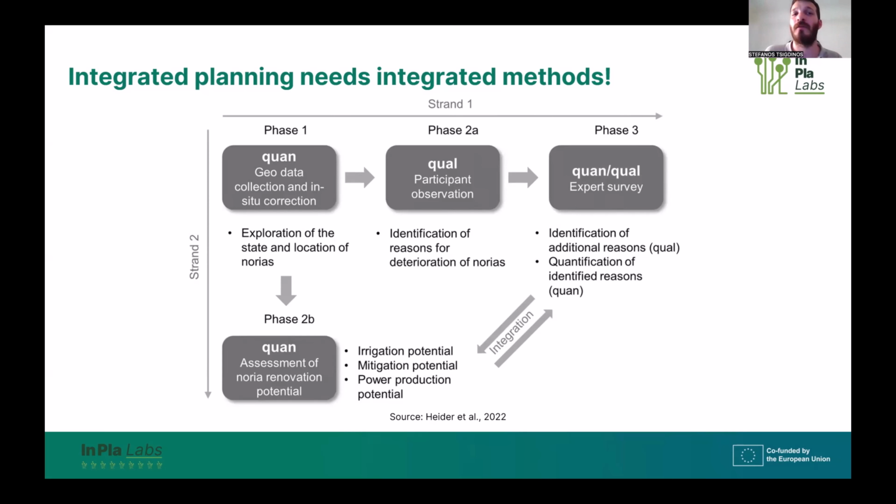It's phase 1. We collect the data. Phase 2, we observe the participants. And phase 3, we also have an expert survey. So we have quantitative, qualitative in phase 2, and qualitative and quantitative both in phase 3, but we can also have another strand stemming from phase 1 with quantitative. So we continue on the quantitative strand, and then we integrate these two methods that we followed into a very holistic example.